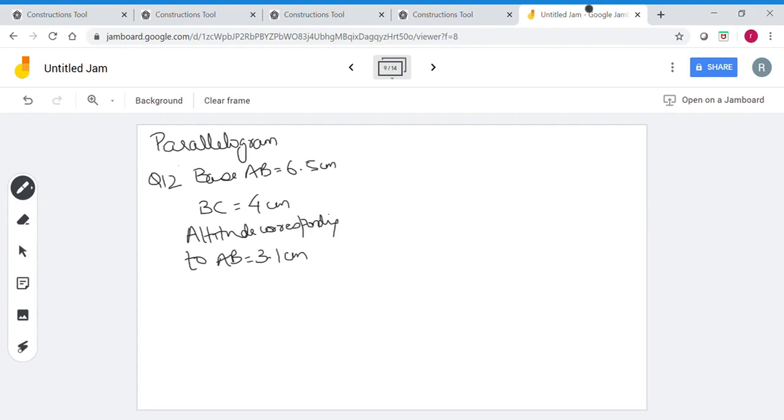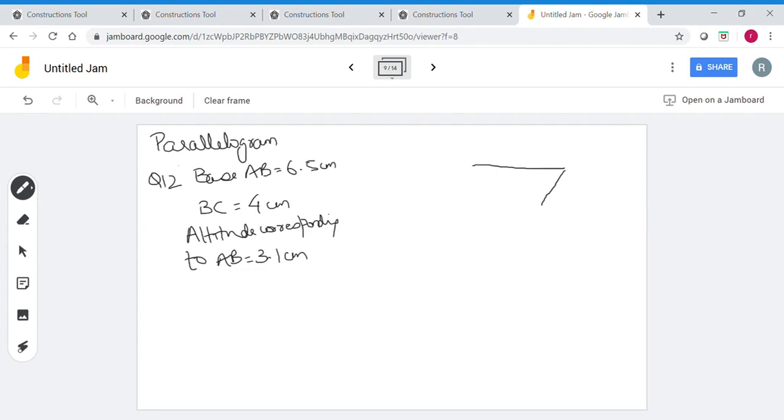It says construct a parallelogram where the base AB is 6.5 and the altitude corresponding to AB is 3.1. BC is 4 and the altitude corresponding to AB is 3.1. So let's quickly draw a rough diagram and see how it will look.